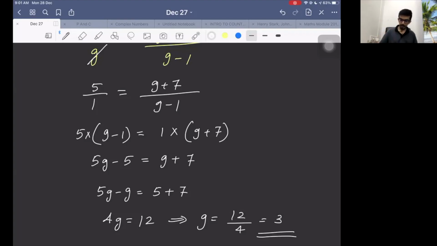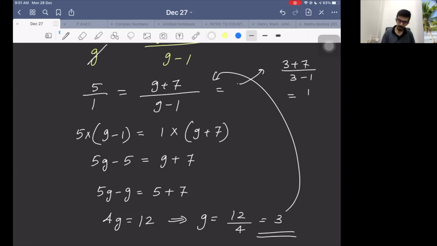Now you may want to actually substitute your answer and verify that it is indeed right. You may want to put g is equal to 3 here. This becomes 3 plus 7 divided by 3 minus 1. So this becomes 10 divided by 2. It becomes 5. See, it is matching. This is indeed a solution. So it is always a good idea to verify your answer by actually substituting in the original question, so that you don't make any silly mistakes. Cool.